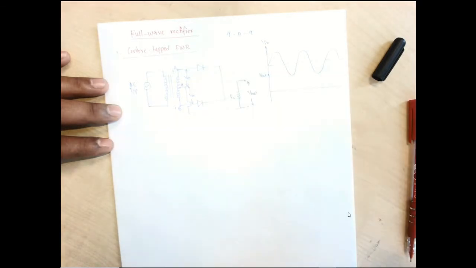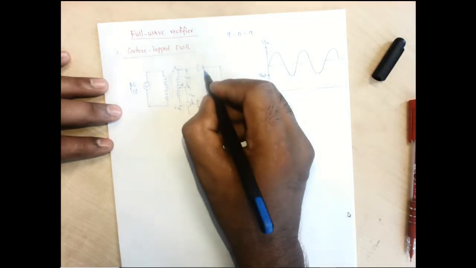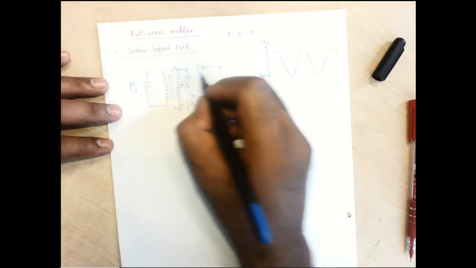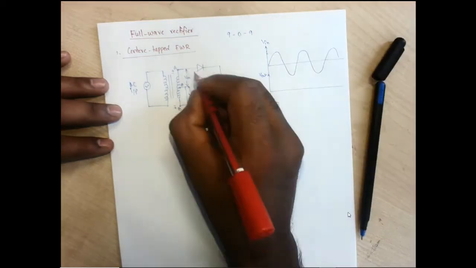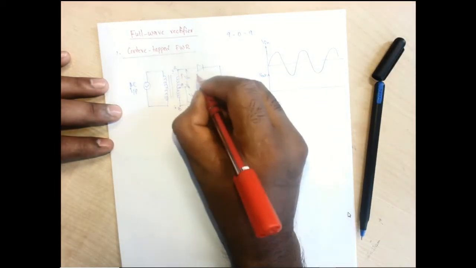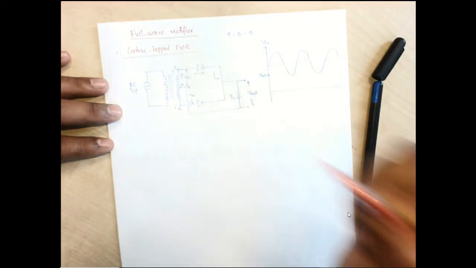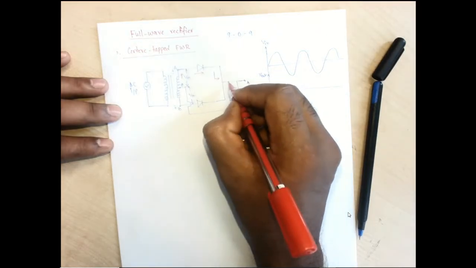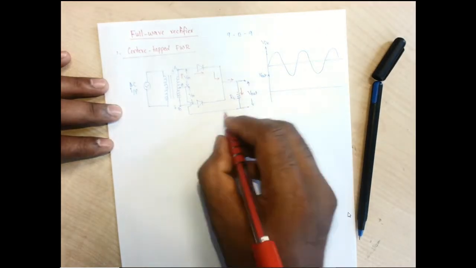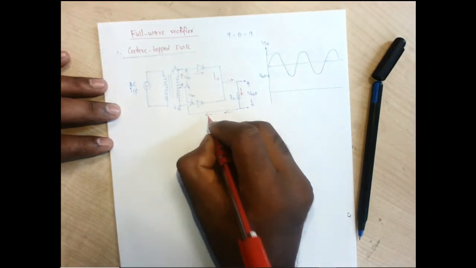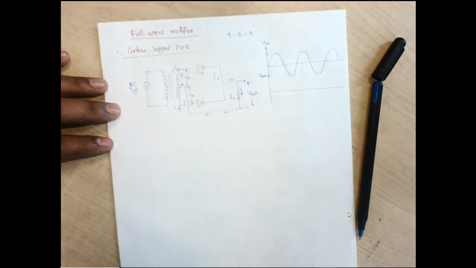So for the first cycle, let us consider this positive half, if this point A is positive, so this diode will work, because this diode will be forward biased. So the current will flow like this, and it will go to the load. So in this way, a closed path will be achieved.